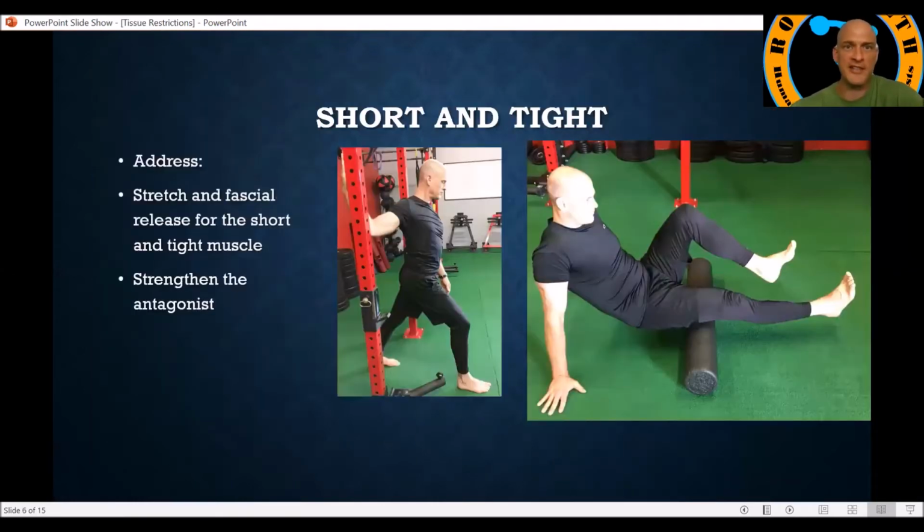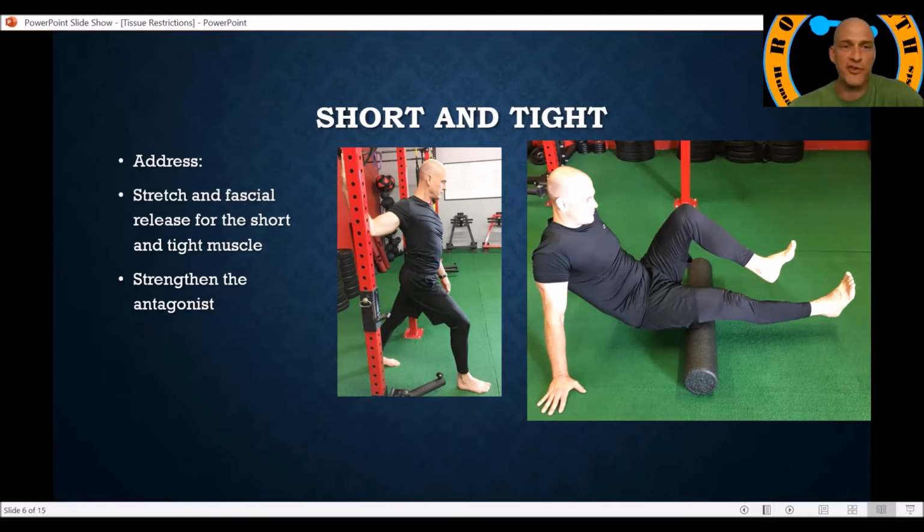And how do we address the short and tight muscles? Well, we address the short and tight muscles by stretching and fascial release for the short and tight muscle. So we see a chest stretch right here. And we see an example of a hamstring foam roll right here. And both of those can help release the tightness that is being held in those short, tight muscles.